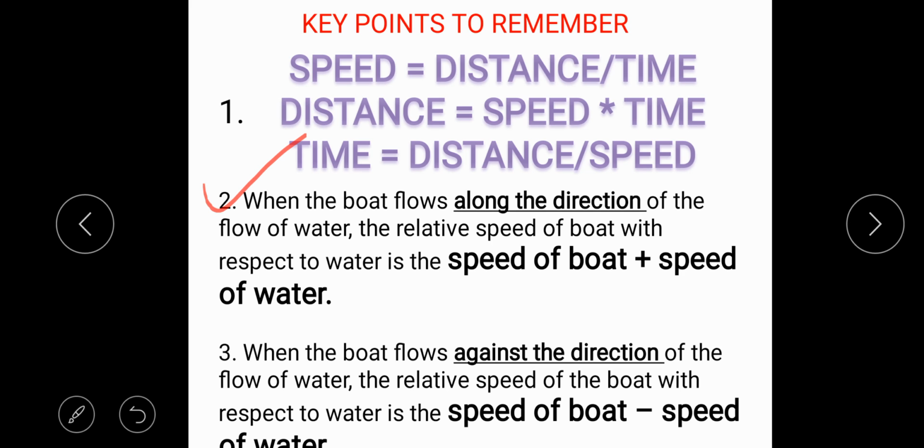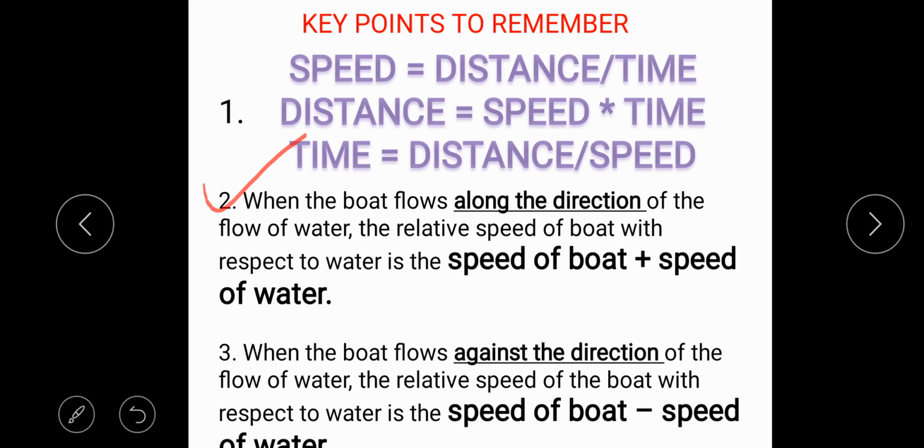The second point is a very important point. When the boat flows along the direction of the flow of water, how do we calculate the relative speed of the boat? The relative speed of the boat with respect to water is always equal to speed of boat plus speed of water. It means when the question says the boat is flowing along the direction of the flow of water, firstly you have to find the relative speed of the boat with respect to water, and for that you must add the speed of boat and the speed of water.